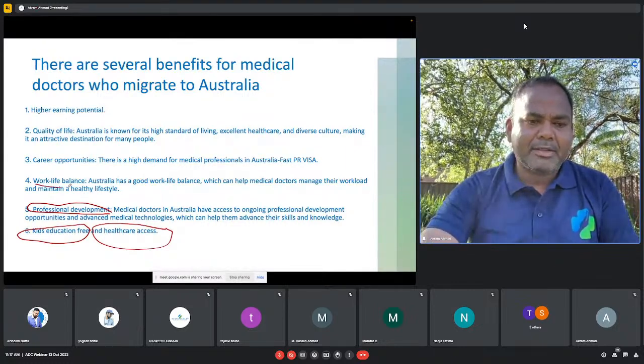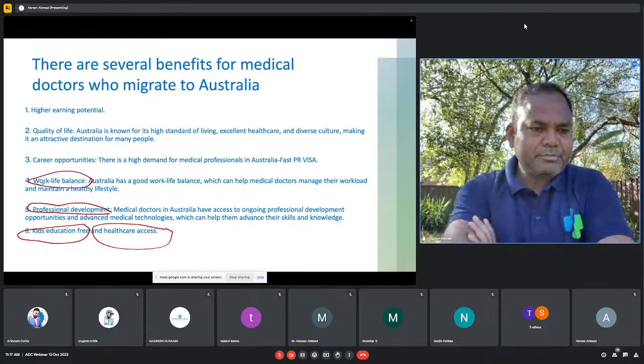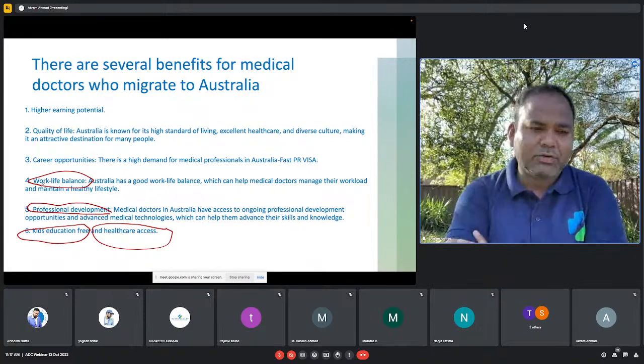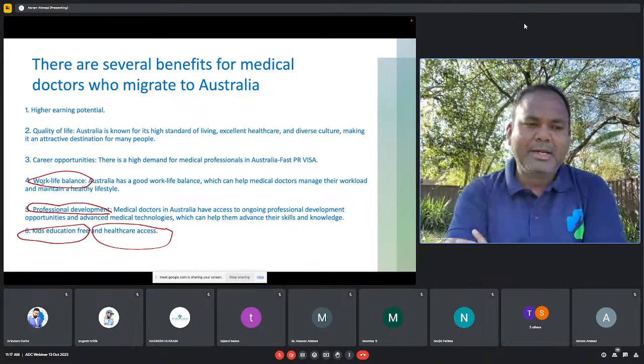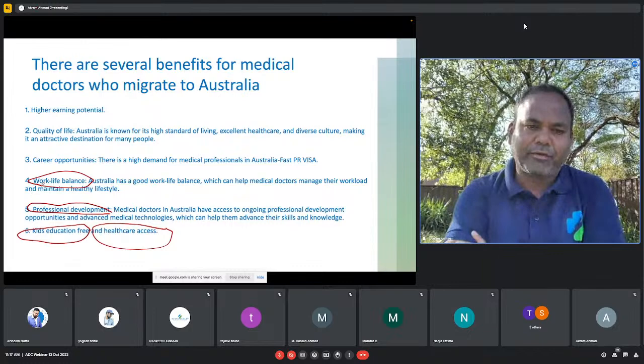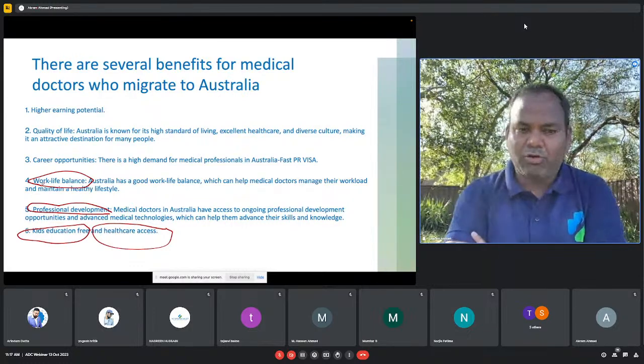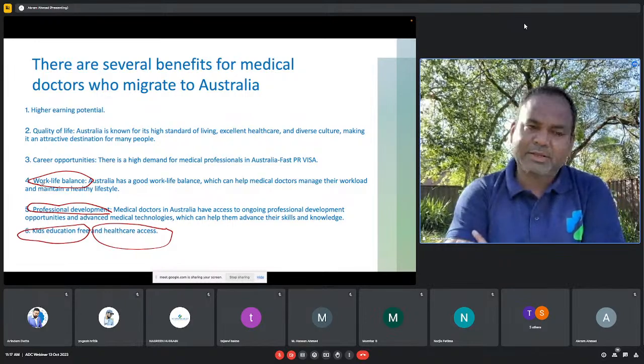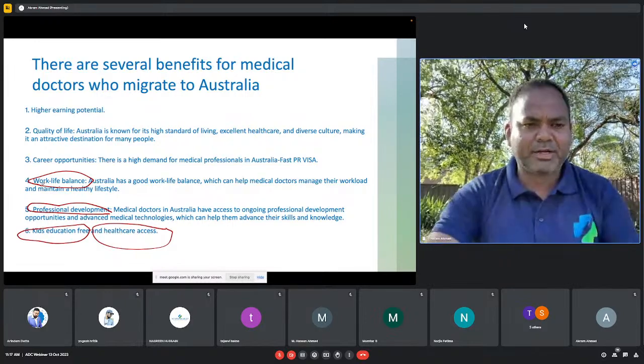And work-life balance is very good in Australia. You just need to work around 38 to 40 hours weekly, which means 8 hours per day for 5 days. Okay, so you will get a lot of time to live with your family, friends, and your kids. You can give a lot of time here.